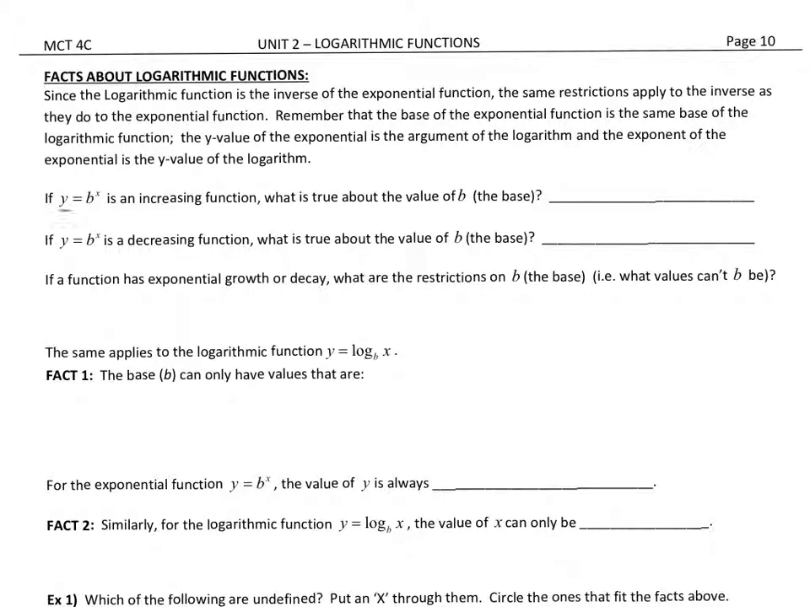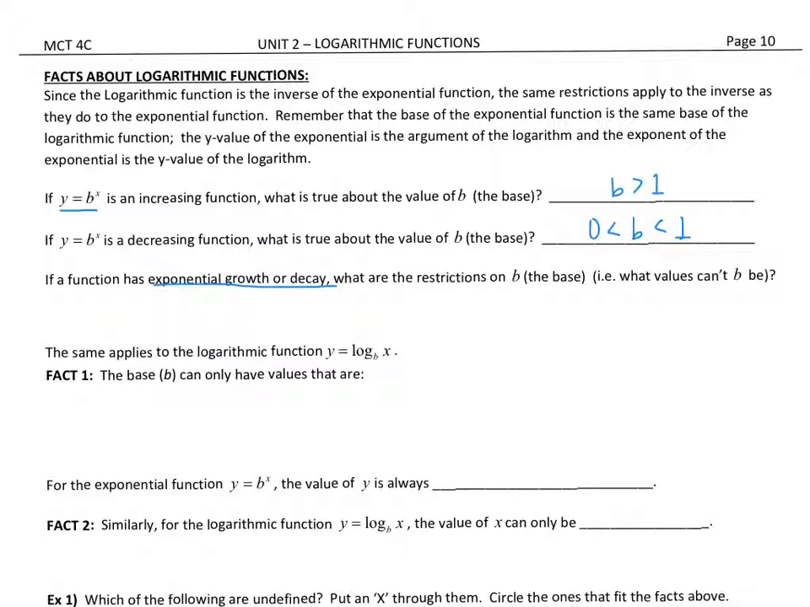If we have y equals b to the x, and it's an increasing function, we know something's true about the value of the base. To be increasing, our base had to be greater than 1, when x is a positive exponent. If it's a decreasing function, what did we know was true about the value of the base this time? Right, our base had to be between 0 and 1. So that meant that to have exponential growth or decay, we couldn't have b equal to 1 because that was the straight horizontal line. We also can't have negatives because that doesn't give you a nice smooth curve. So those are things that we can't have.